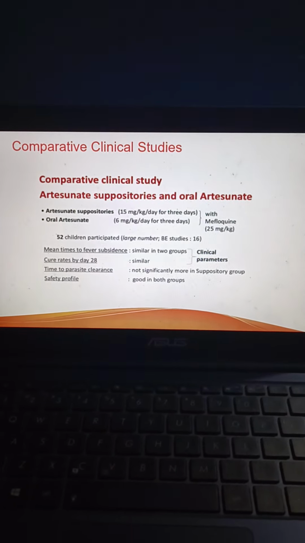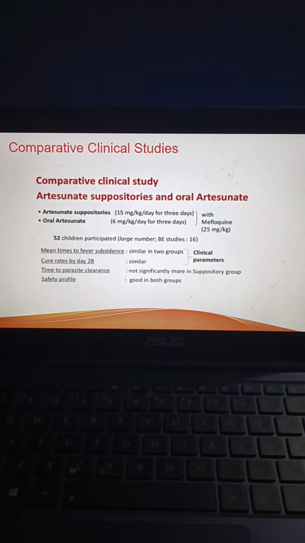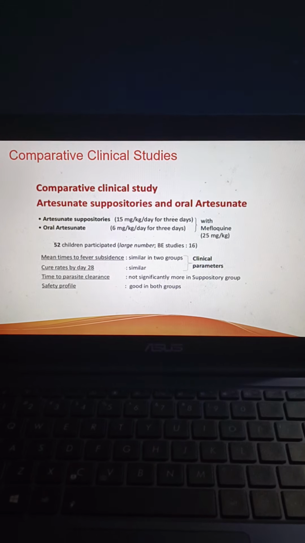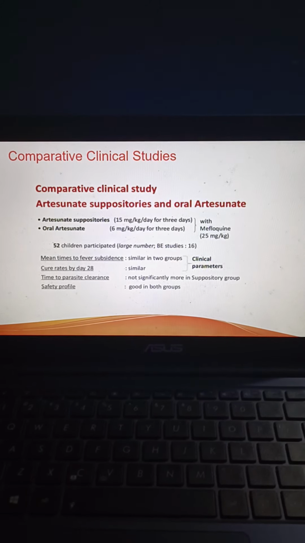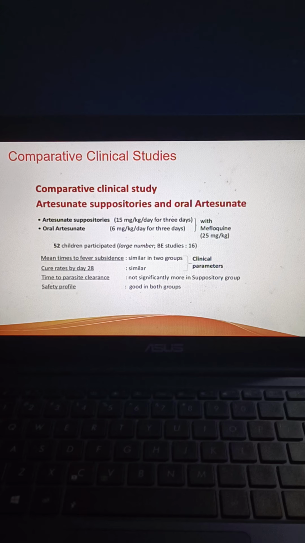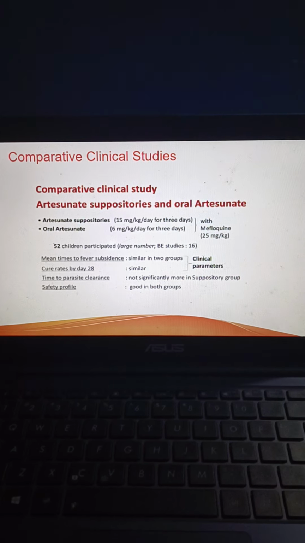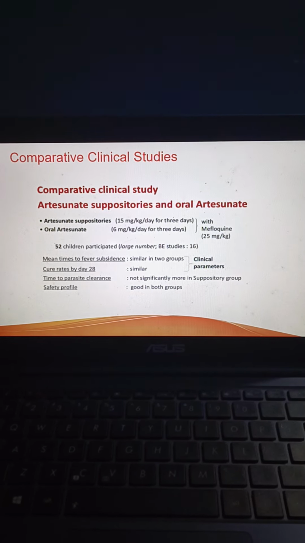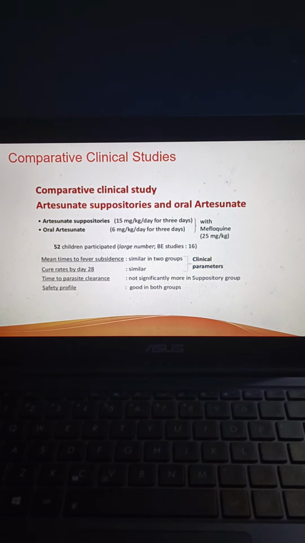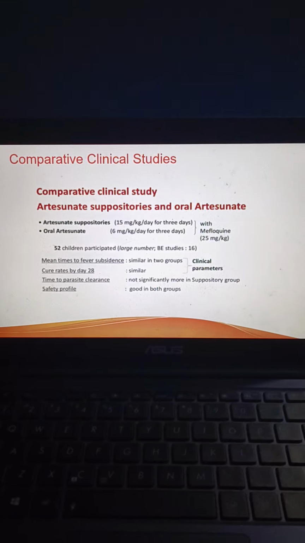Then comparative clinical studies: comparative clinical study, artesunate suppositories and oral artesunate. Artesunate suppository 15 mg per kg per day for 3 days, oral artesunate 6 mg per kg per day for 3 days with mefloquine 25 mg per kg. 52 children participated. Large number. Mean times to fever subsidence similar in two groups. Clinical parameters, cure rate by day 28 similar. Time to parasite clearance not significantly more in suppository group, safety profile good in both groups. This is a comparative clinical study.